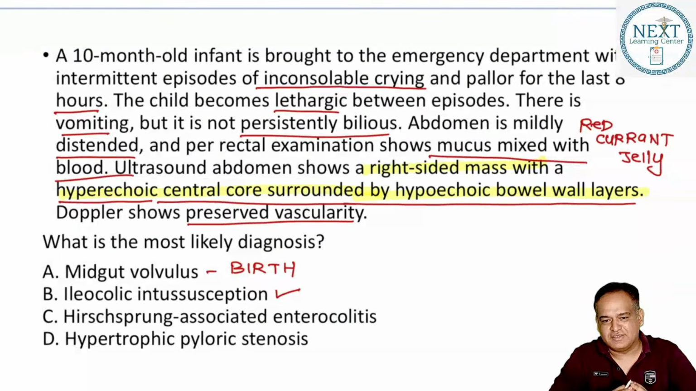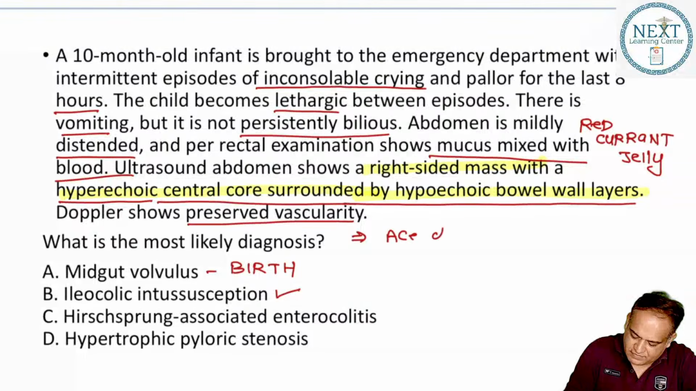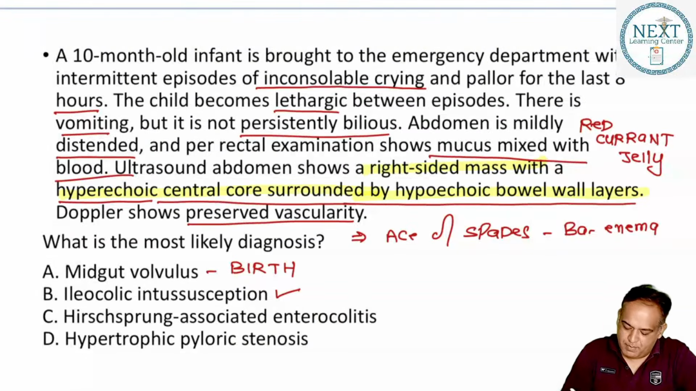The donut sign was expanded a little, as written in the book, to make the question a bit more difficult, right? Now, so you see here, what do we get to see? We get to see the ace of spade sign. How? On barium enema.